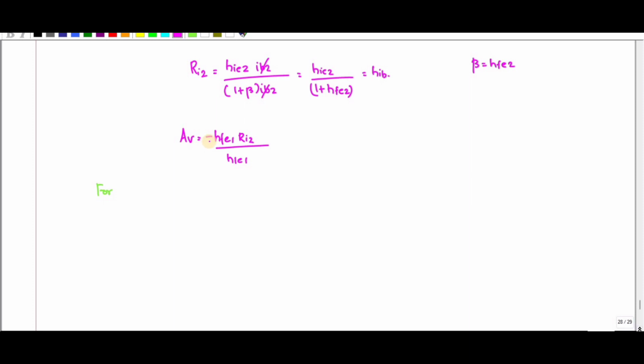So we know that AV is equal to minus HFE into RL, this is your RL term, right? Divided by RI1. RI1 is nothing but HIE1. Okay. So next let me go for the common base stage.